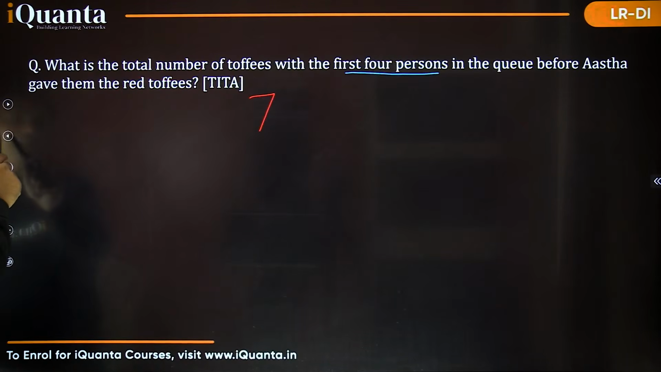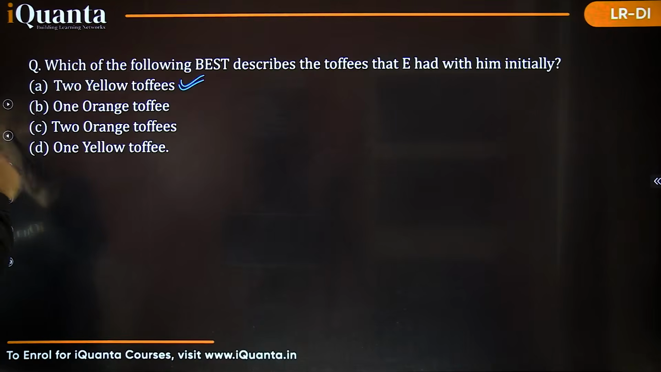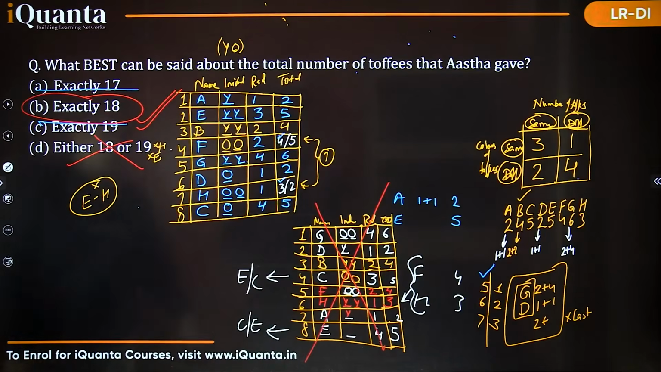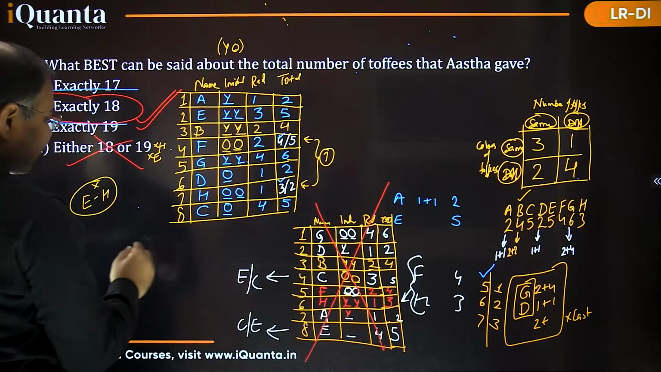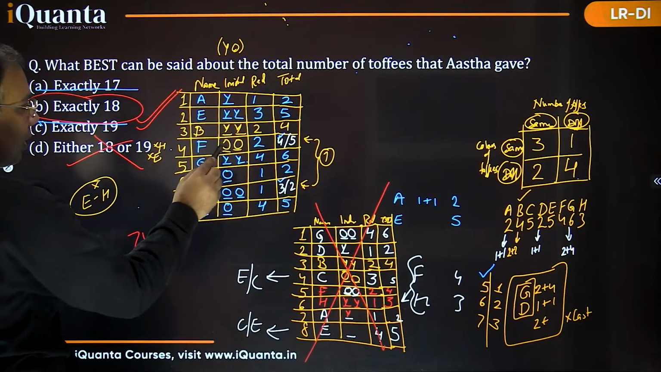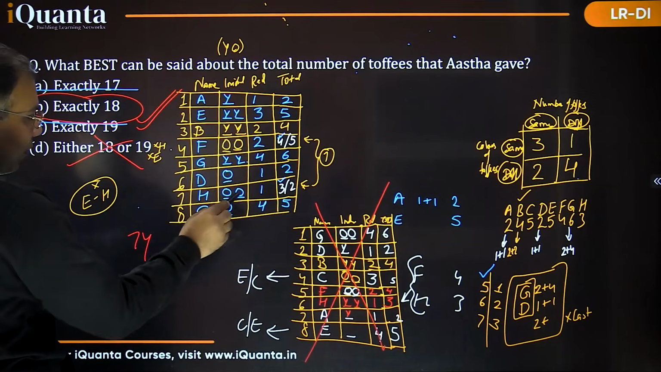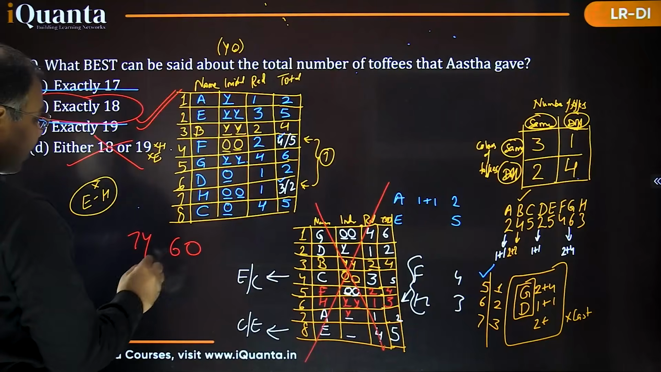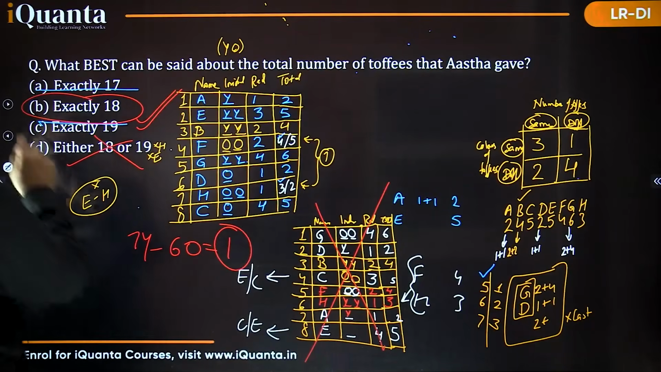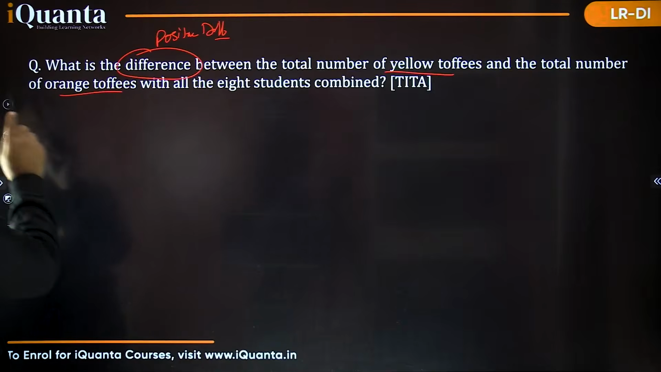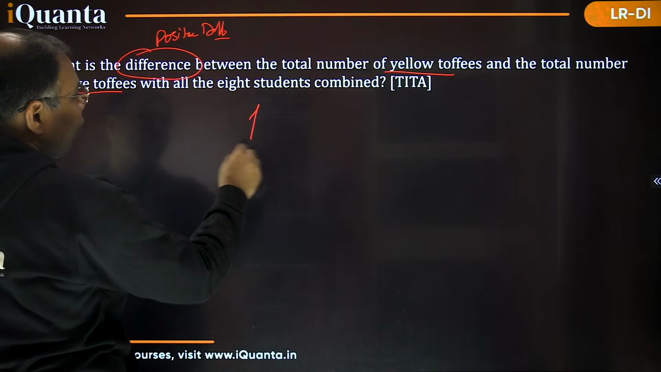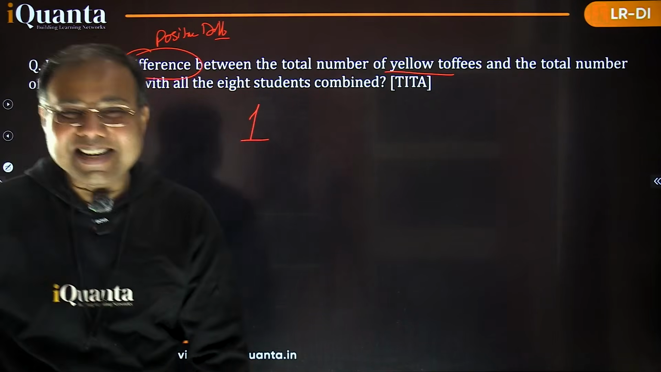That was the last question, by the way. So yellow and orange. Let's count. Yellow: 1, 2, 3, 4, 5, 6, 7. The total is 7 yellows, and orange: 1, 2, 3, 4, 5, 6. So 6 orange. The difference is 1. Right. So the answer to the last question, the sixth question, is 1. That's it. Fine. Thank you very much.